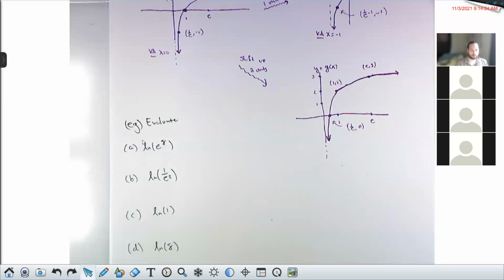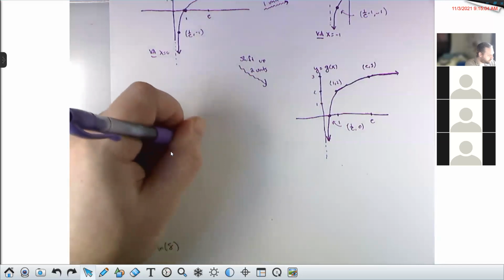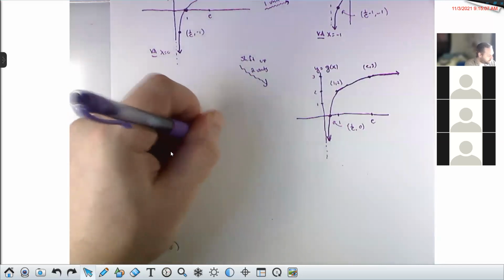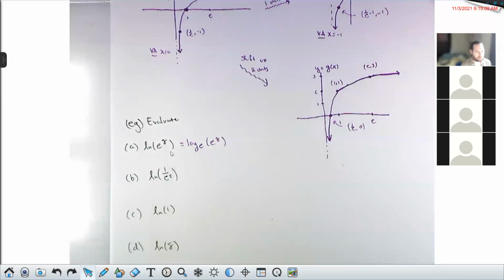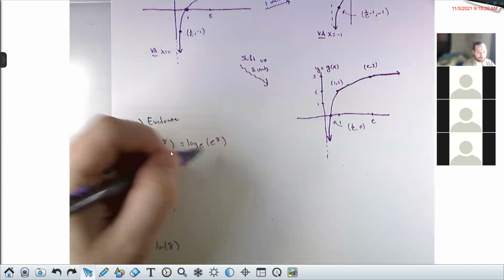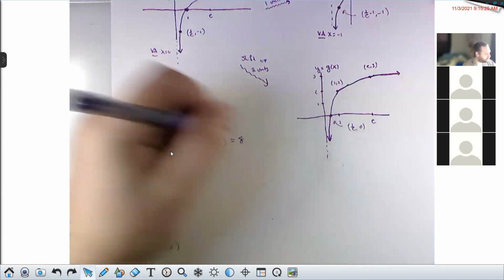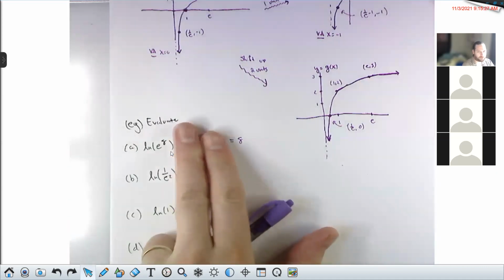The base of the natural log, the base of ln, is e. So I'm asking, to what power must I raise e in order to get e to the 8? If it helps you to write this as log sub e of e to the 8, that's okay. So what is the base e log of e to the 8? To what power must you raise e in order to get e to the 8 out? 8. All right, and in general, the ln of e to any number will just be that number.